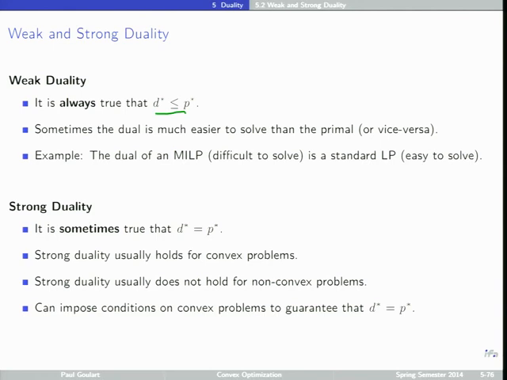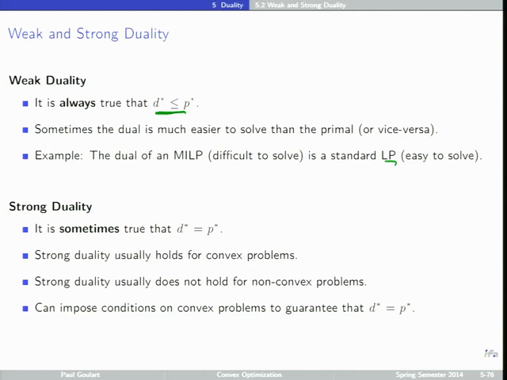An example is the dual of an MILP, a mixed integer linear program, is hard, but the dual is an LP, that's easy. So maybe if I want to get a lower bound, I should worry about the dual and not the primal. But there's no guarantee that D star is going to be anywhere close to P star. So this is always true.